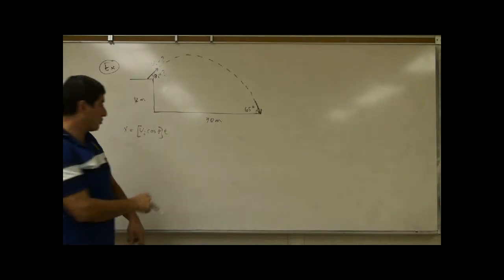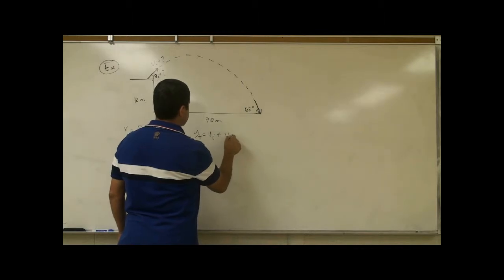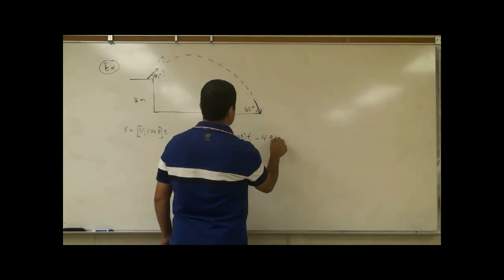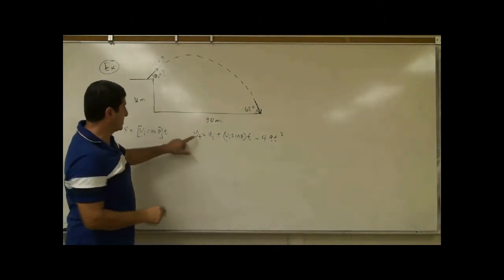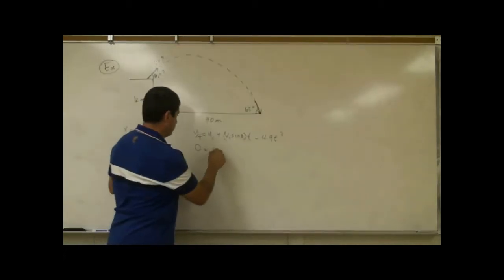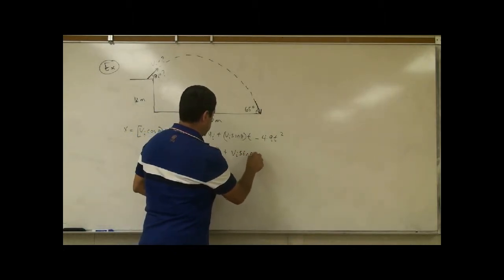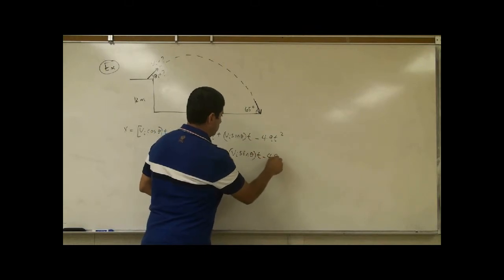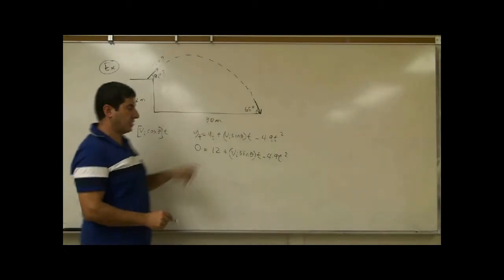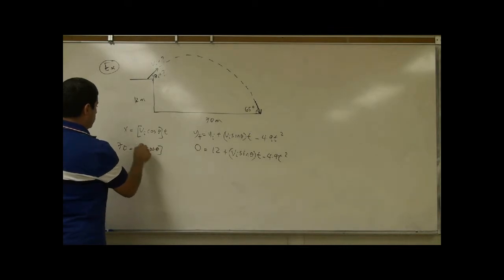And then we have the y equation. Y final is equal to y initial plus v initial sine theta t minus 4.9 t squared. Y final we know is 0. Y initial is going to be 12. Again, we don't know v initial. We don't know t. For this one, do we know x? Yeah, that's 70, right? So we have 70 is equal to v initial cos theta t.